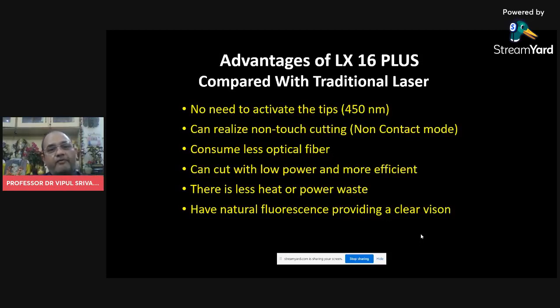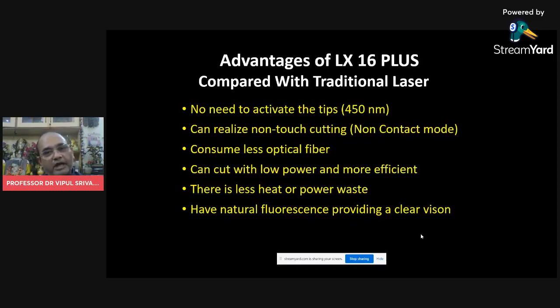If I'm using 450 nanometer for surgery, this is the only wavelength, the blue laser, which can work in non-contact mode. I'm talking about diode laser. I'm not talking about CO2, or Nd:YAG, or RBM. They can work in non-contact mode, but in diode laser, 450 is the only wavelength, or blue laser is the only laser which can work in non-contact mode.